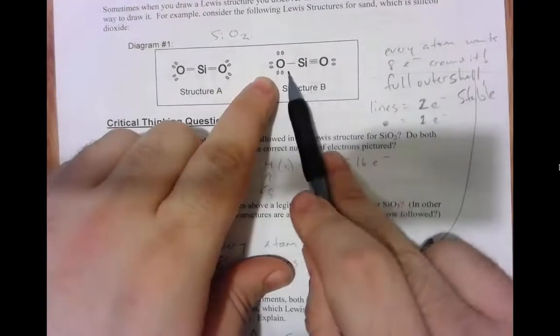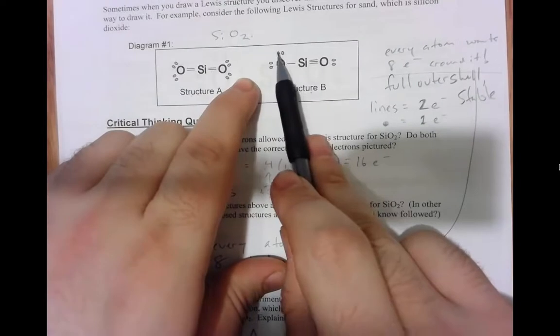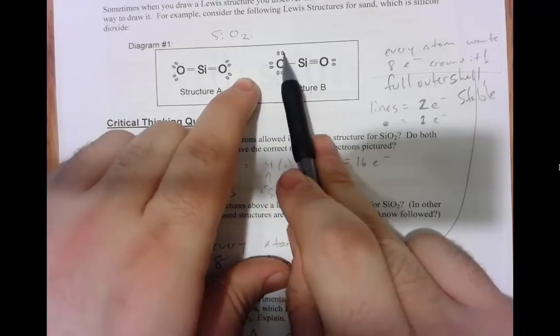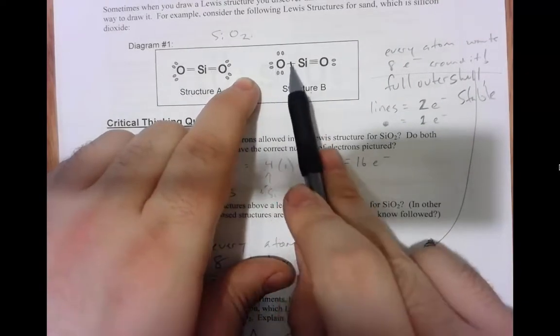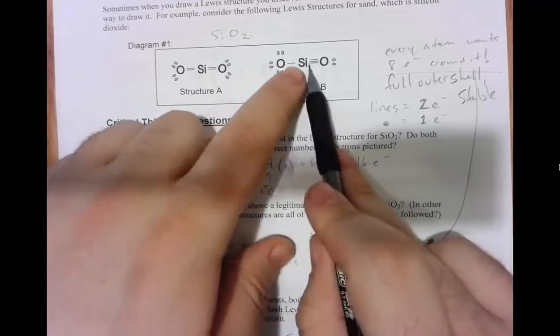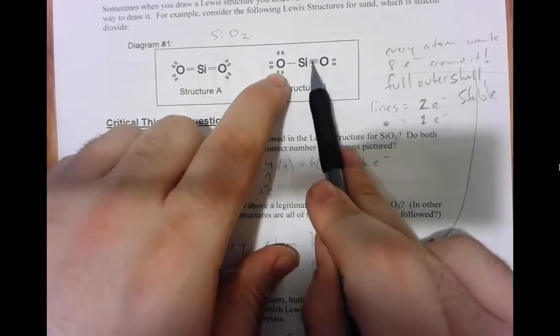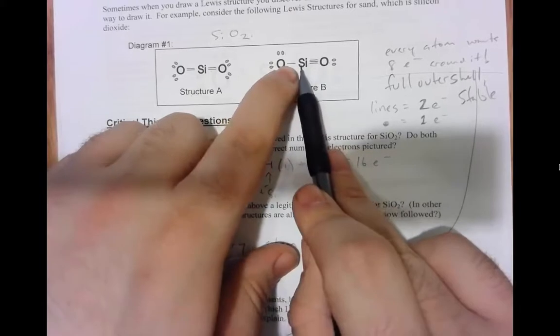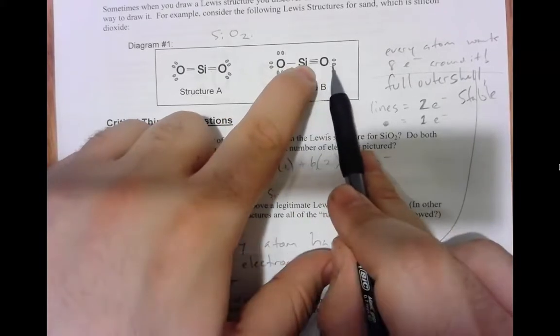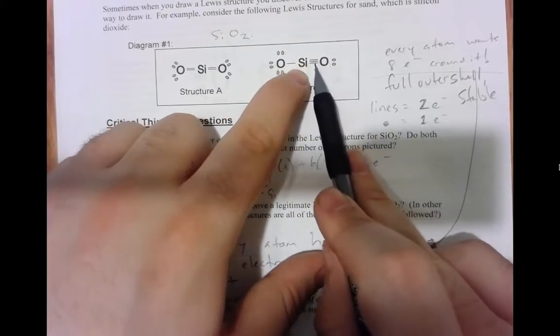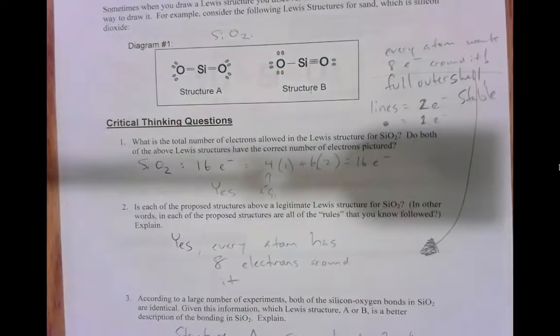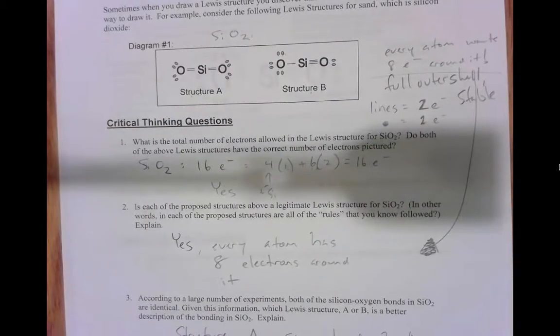We do the same thing for structure B. We count them up. 1, 2, 3, 4, 5, 6, 7, 8. Oxygen is good. We do silicon. 1, 2, 3, 4, 5, 6, 7, 8. Silicon has 8, it is good. Now we do the same thing for the last oxygen. 1, 2, 3, 4, 5, 6, 7, 8. Awesome. So now we have double checked. Yes, every atom has 8 electrons around it.